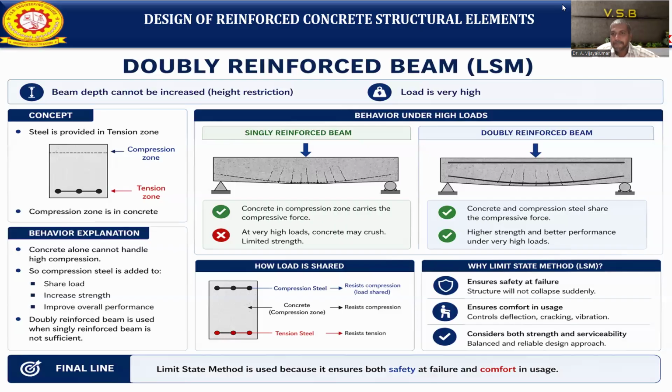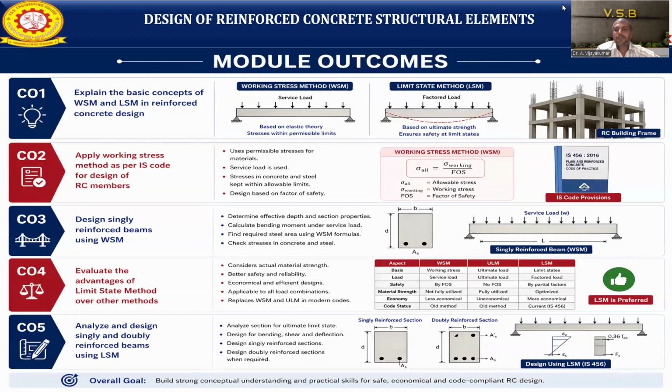So what is the final rule? When you use the limit state method for the doubly reinforced section, ensure both safety at failure and comfort in use. So in this module we discussed the very fundamental design methods and how to design singly reinforced and doubly reinforced beams. Now, the learner should be able to explain the various basic concepts of the working stress method, ultimate load method, and limit state method for concrete design.